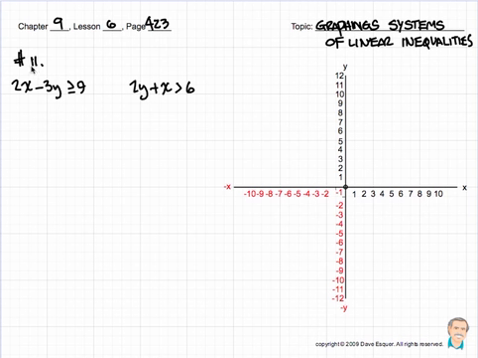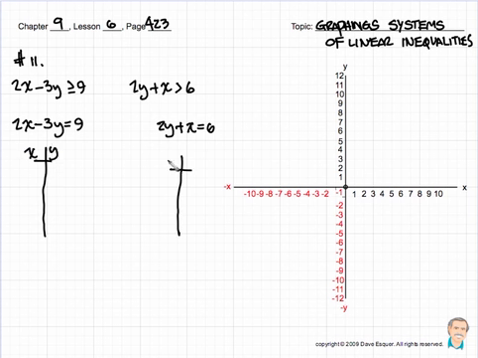So here we go. Let's begin with number 11. 2x minus 3y is greater than or equal to 9. And the other equation is 2y plus x is greater than 6. So 2x minus 3y is equal to 9, and 2y plus x is equal to 6. Let's make our t-charts again.